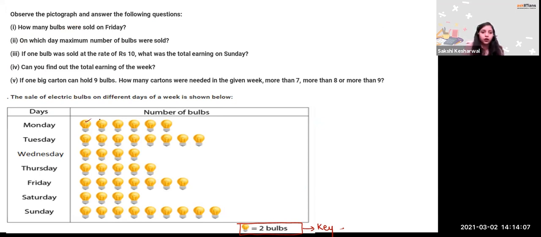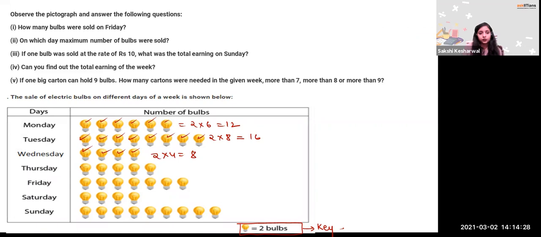So Monday, how many? 1, 2, 3, 4, 5, 6. So it will be 2 into 6, which equals 12, right? Now, it's Tuesday, 1, 2, 3, 4, 5, 6, 7, 8. So it is 2 into 8, which equals how many? 8 bulbs were there, so it's 16. So Wednesday, 1, 2, 3, 4. So it is 2 into 4, which equals what?